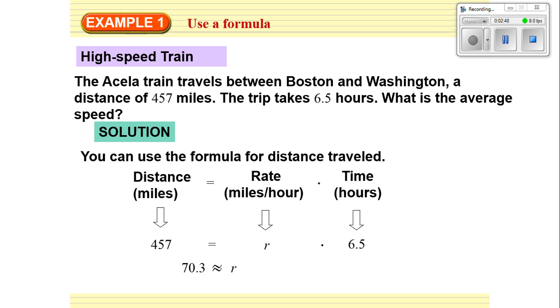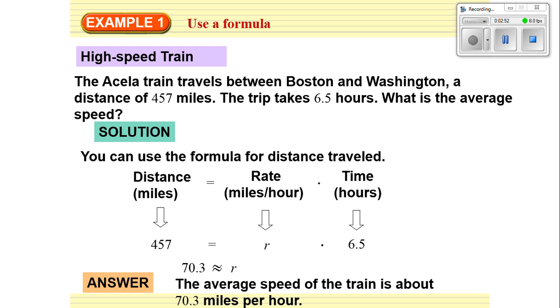So the question is asking, what is the average speed? So we would write that the average speed of the train is about 70 miles per hour. It's really important that we include units in our story problems. And the units here would be miles per hour.